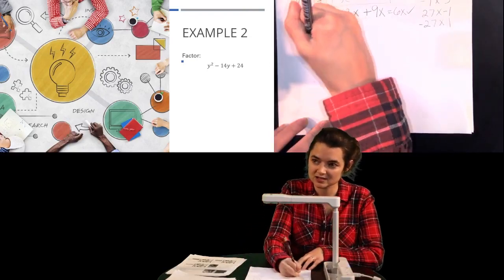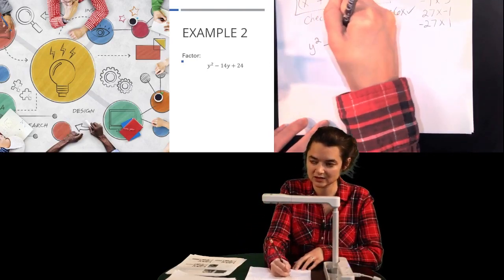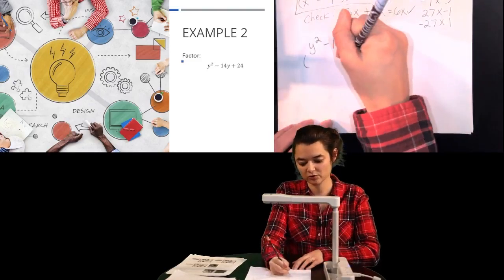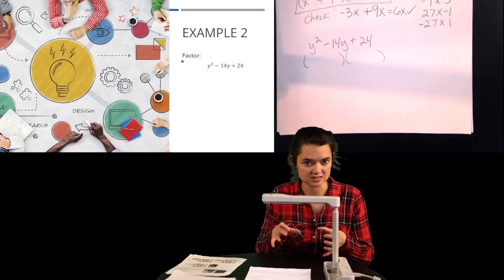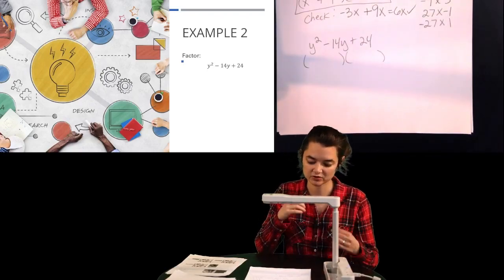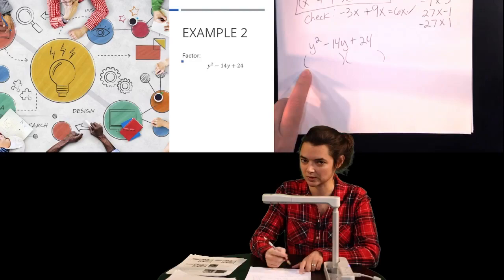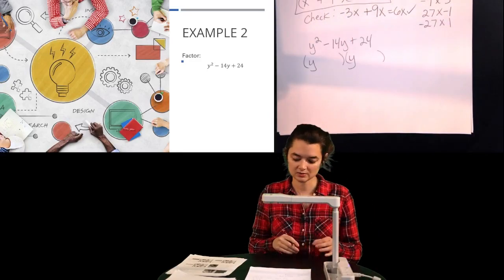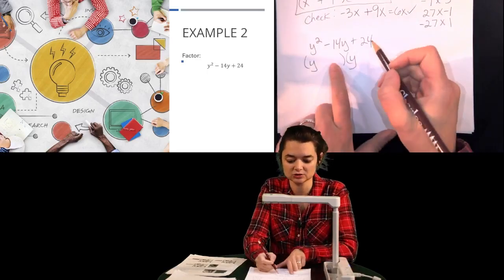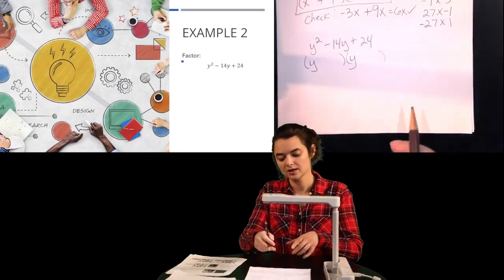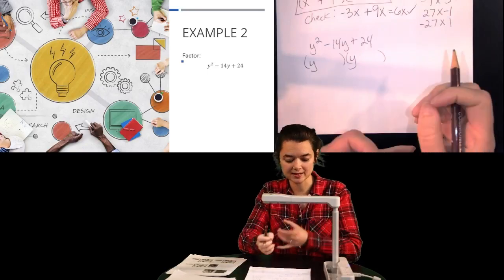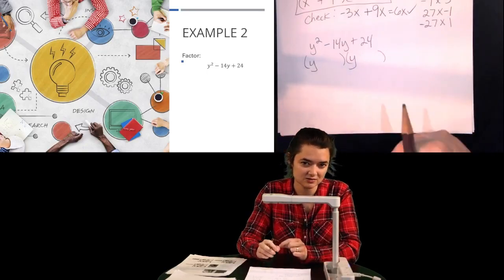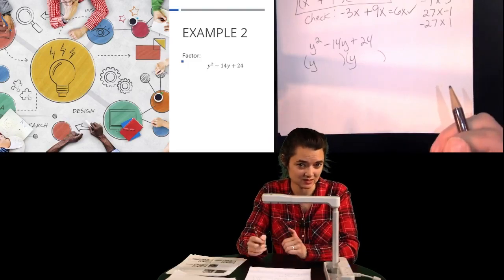Next one I have is y squared minus 14y plus 24. All right, I know the format, so I know to start out with two sets of parentheses. My first times my first should give me y squared. So the only way I'm going to do that is y times y. All right, my last times my last needs to multiply to give me 24. And it's positive. So what I can tell about that is that positive things come from either a positive times a positive or a negative times a negative.